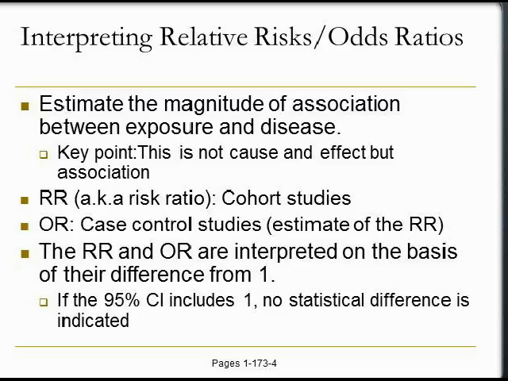So again, relative risk and odds ratios are interpreted on the basis of their difference from 1, where 1 means the risk is the same. 95% confidence intervals that include 1 mean no statistically significant difference. And we'll go through some examples of these, hopefully, to make it a little bit clearer.